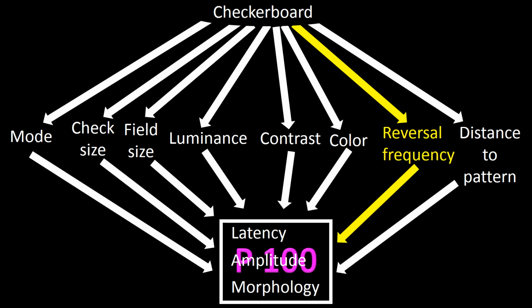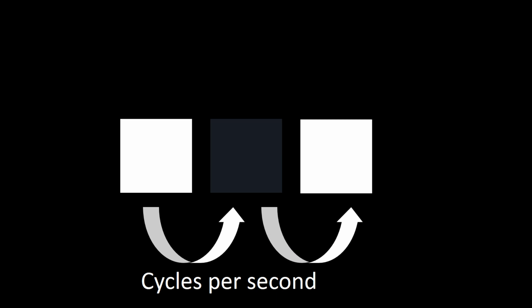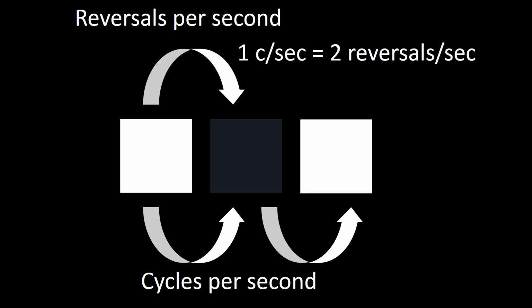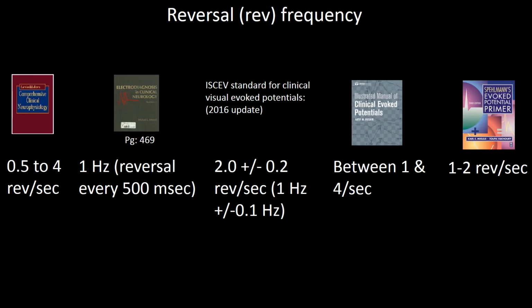Reversal frequency can be given in cycles per second or in reversals per second. Cycle per second refers to the change of white to black and black to white. Reversal per second means the change from one color to the other, either white to black or black to white. One cycle per second implies 2 reversals per second. Some authors recommend the best reversal frequency for pattern reversal VEP is from 0.5 to 4 reversals per second.